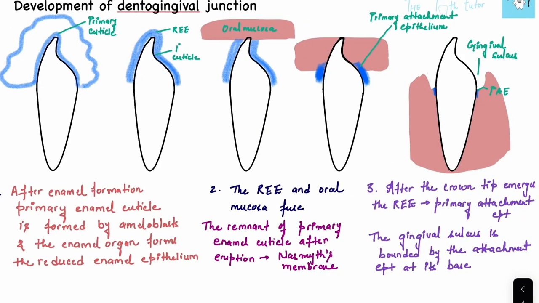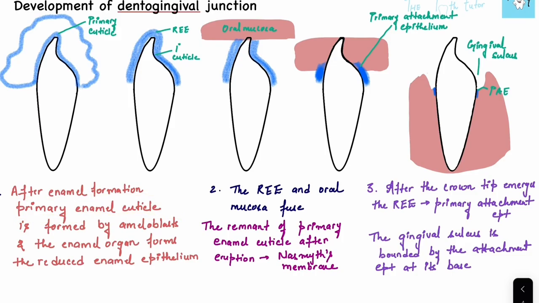Now moving ahead with the development of the dentogingival junction. How does the dentogingival junction develop? This is the tooth, after the entire tooth formation has taken place. We have this layer called the inner enamel epithelium, if you remember, which had the ameloblasts. After the tooth formation, these ameloblasts reduce themselves into a layer called the primary enamel cuticle.